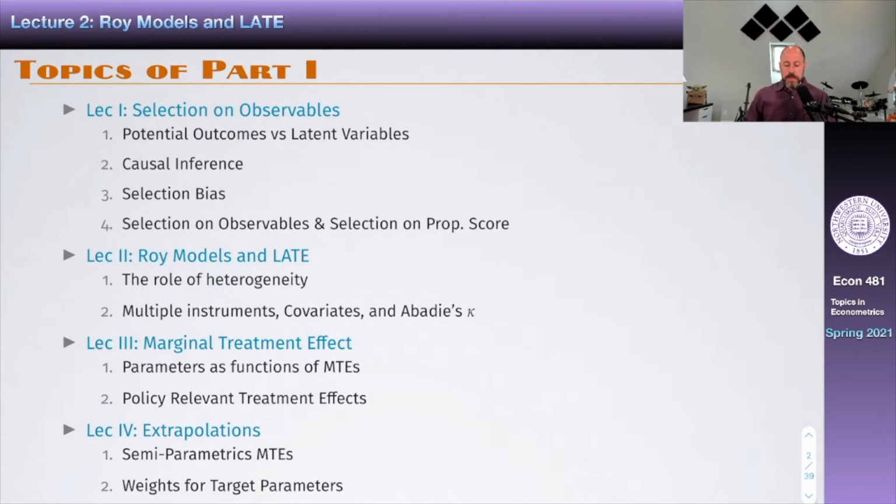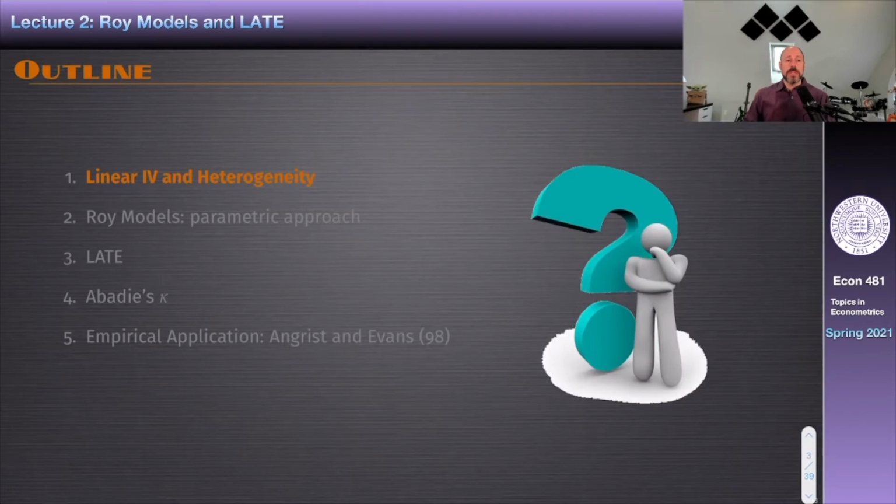So before I get into linear IV and heterogeneity, are there any questions relative to what we discussed last time that perhaps are hanging and that you forgot to ask from last class?